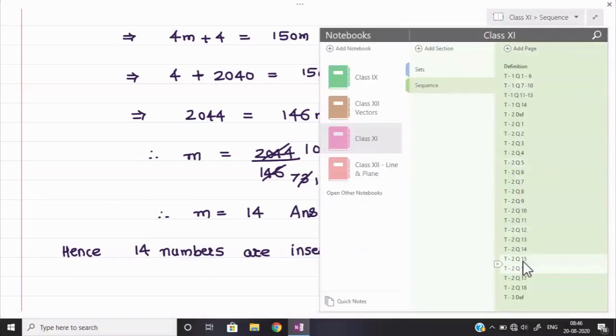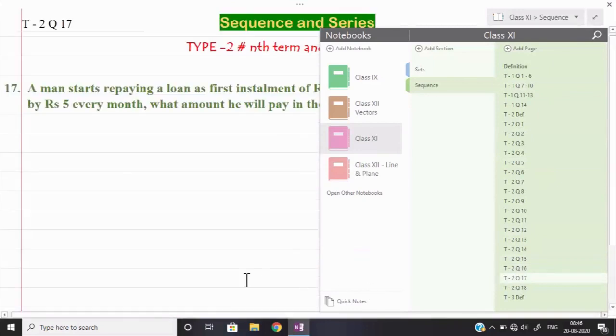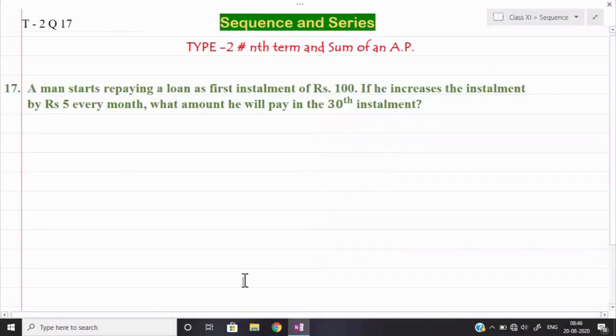The next question is question number 17. So in the 17th question, see what we have given here. A man starts repaying a loan as first installment of rupees 100. If he increases the installment by rupees 5 every month, what amount will he pay in the 30th installment? So see, if I try to generate the AP, because this question is from AP only, and however it is not given to us particularly whether it is AP or any other sequence, because in the examination you will be dealing with two different kinds of sequence over there.